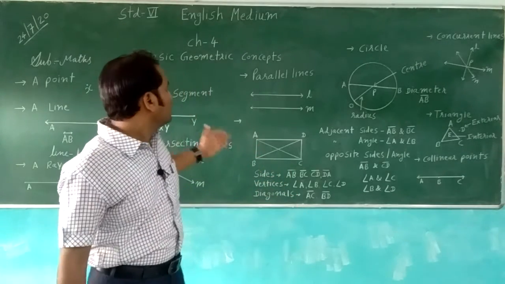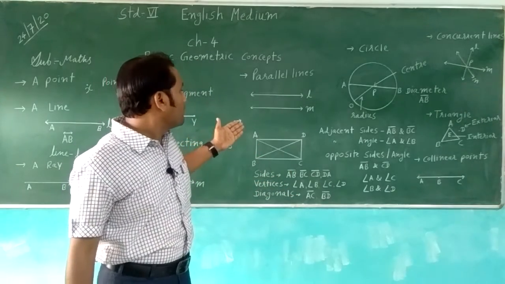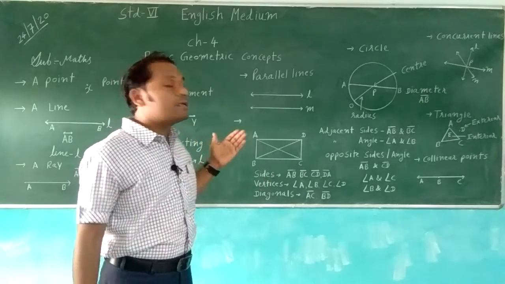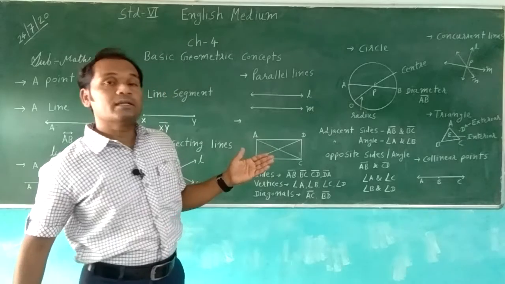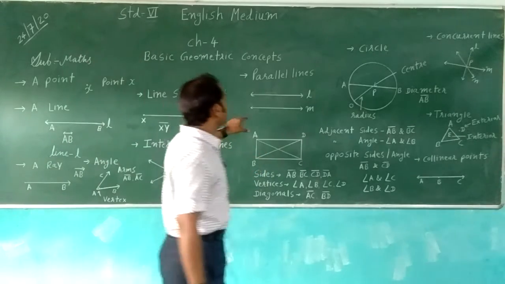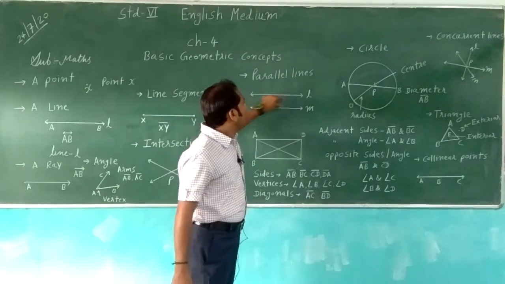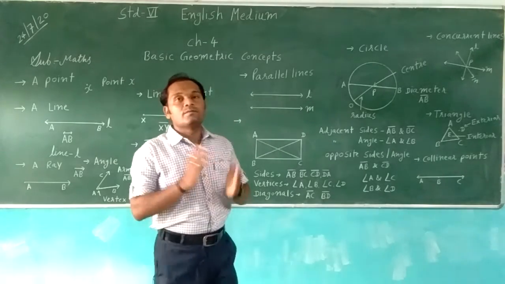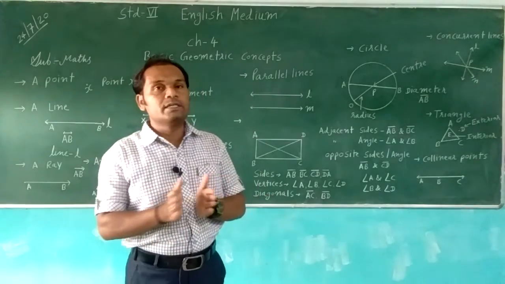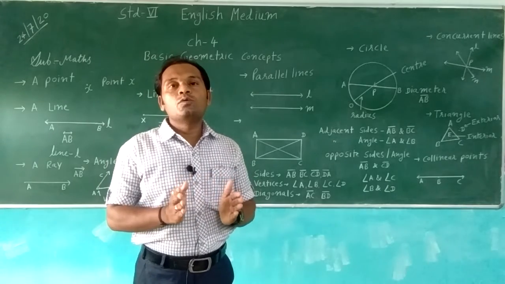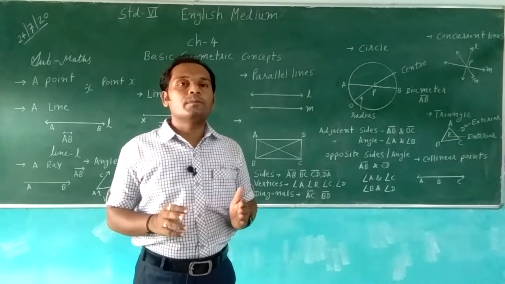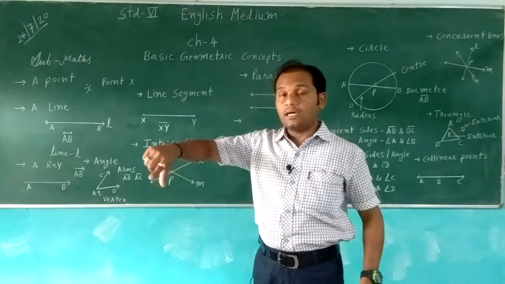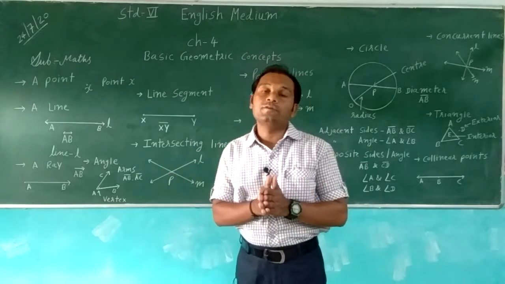L and M are called parallel lines because these lines do not intersect at any point. They never intersect at any point, and both go in the same direction with the same distance, but they do not meet, like the two tracks of a train. The tracks keep moving but they do not meet with each other.